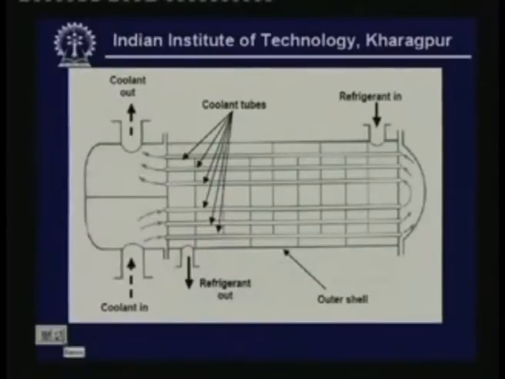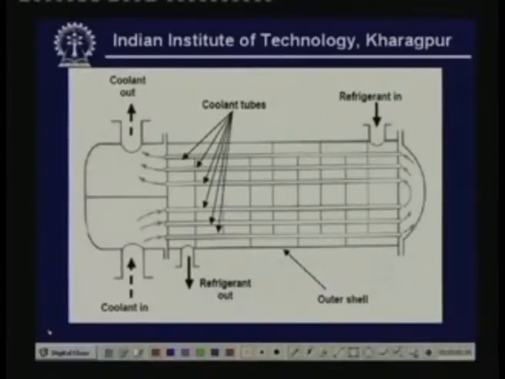So, this is the schematic. In fact, last class I have shown this schematic of a 2-pass shell and tube type of condenser, and as I have explained to you, here refrigerant is there on the shell side. You can see that refrigerant is entering at the top, and it condenses as it comes in contact with the tubes, and the liquid refrigerant goes out from the bottom, and water enters from the bottom like this. Coolant is nothing but the water, and it flows through these tubes.